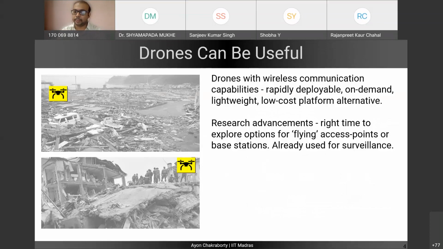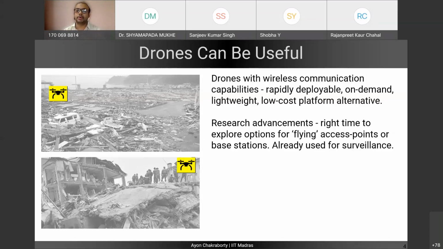Right? They are rapidly deployable. You don't have to have a permanent infrastructure, so it's on demand. It's lightweight, right? It doesn't require a huge truck to carry the drone. It could be a small one, and it's low cost. You don't have the cost of having a big truck deployed with a cell tower, right? It's much more lightweight and cost effective compared to that. You can very easily carry them to rural areas.